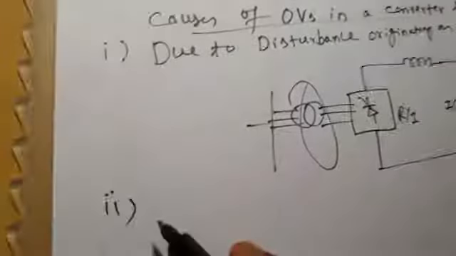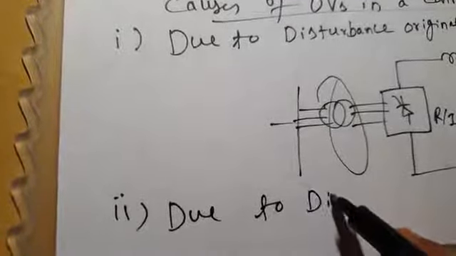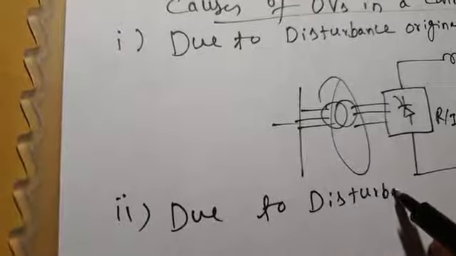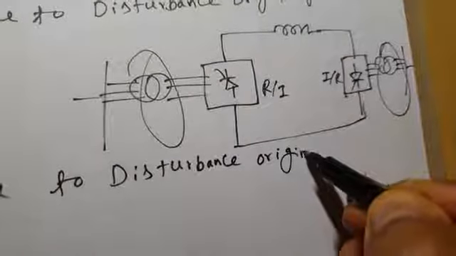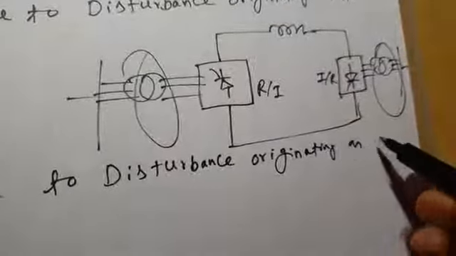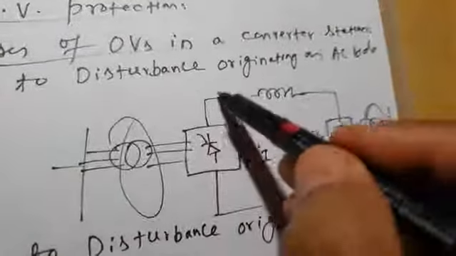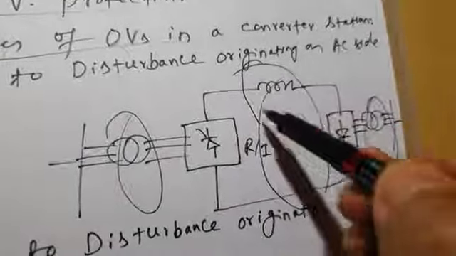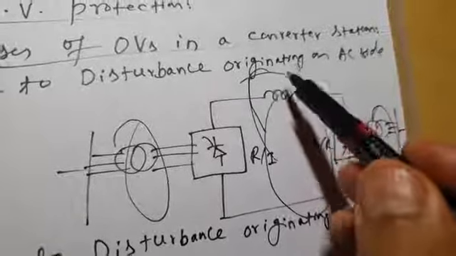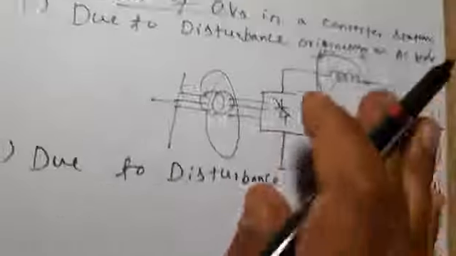Second cause is due to disturbance originating on the DC side. There may be over voltage. The cause of over voltage may be due to some disturbance on the DC side itself. Okay, this is your DC side. There may be some sort of faults or disturbances on the DC side, and those may be responsible for over voltages in your HVDC converter station.